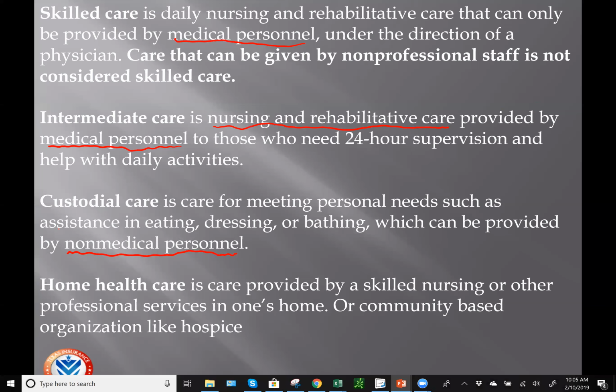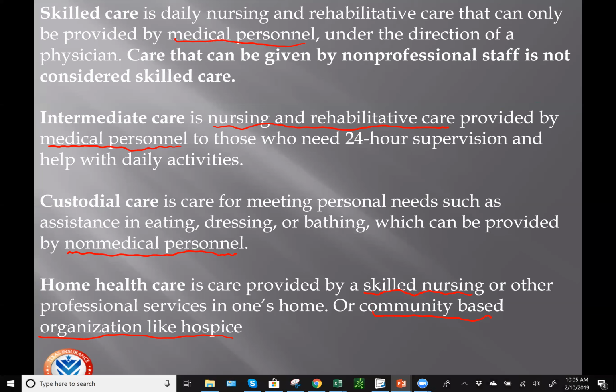Next, we have home health care. Home health care is care that's provided by a skilled nursing company or other professional service in one's own home. So it's important that you know it has to be some type of skilled nursing company, or the only other way would be a community-based organization like hospice that could provide home health care.